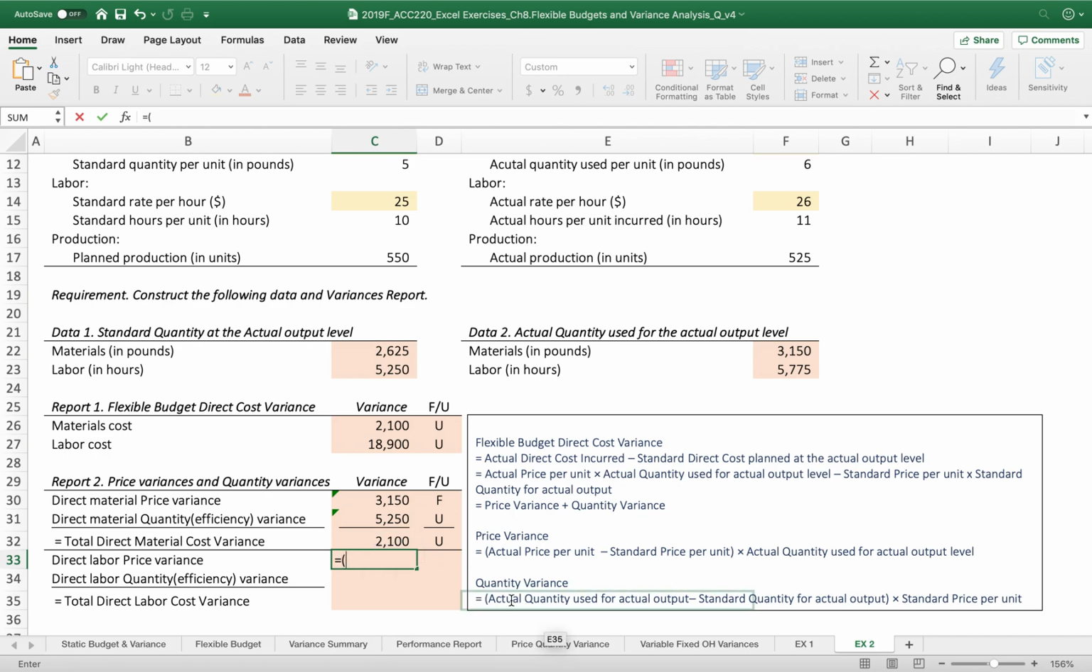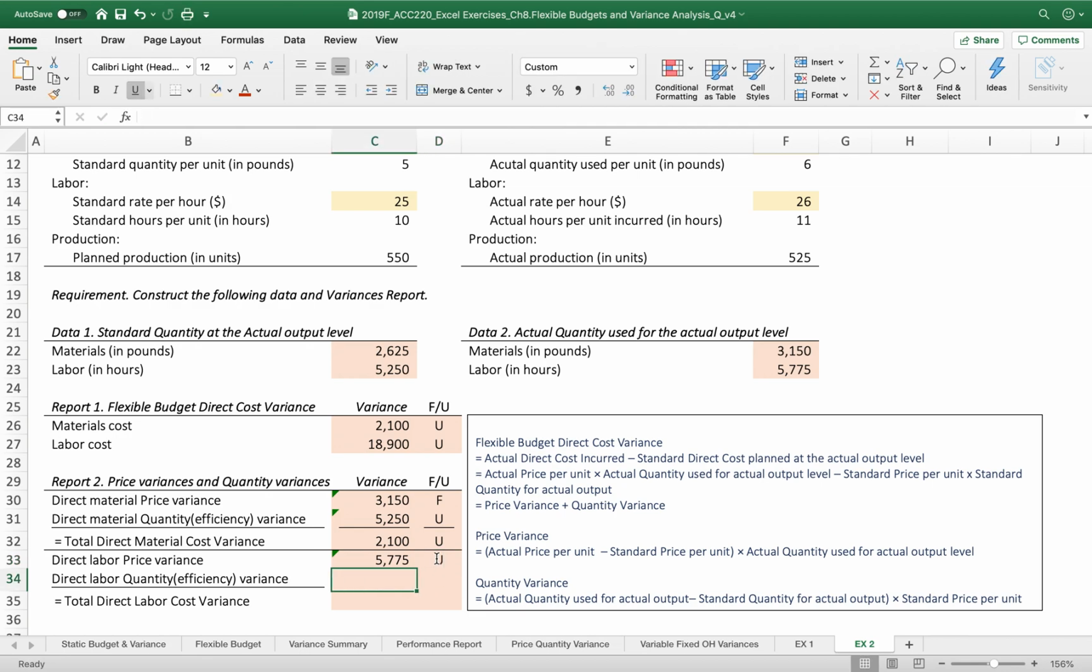Where is the actual price per unit in the direct labor? Here it goes, 26 minus 25, and times, what number do you put? Right, we should use the actual quantity used for the actual output level in labor. Here you go, this number. Now, we spend more on the rate when we hire the direct labor, $26 higher than our standard rate. So definitely this is unfavorable.